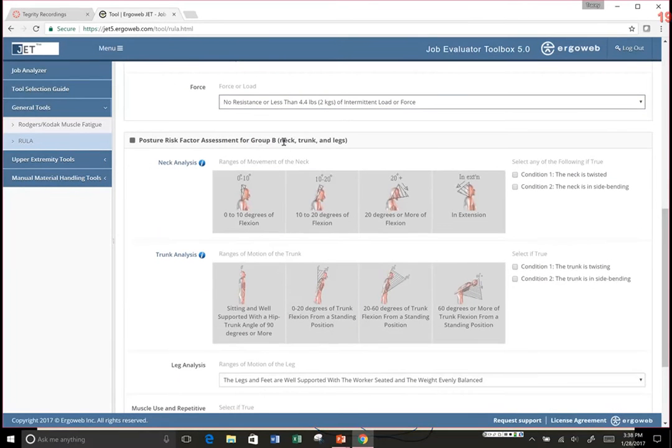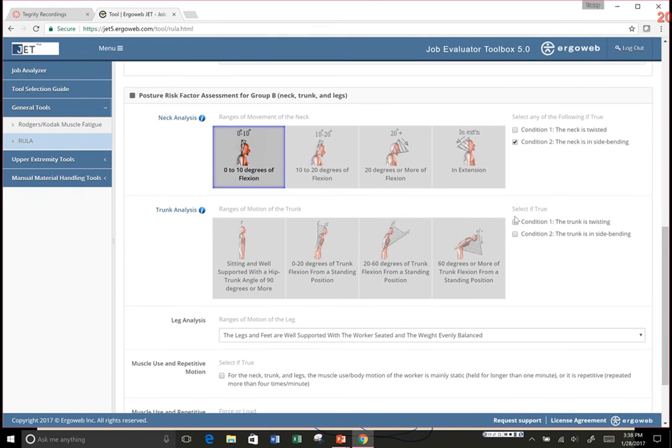Moving on to group B, his head and neck. It was not flexed very much forward, so I'm going to go with the neutral, within 0 to 10 degrees. However, the conditions: was it twisted? No, it wasn't twisted, but it was definitely side bending. So side bending to hold the headset.